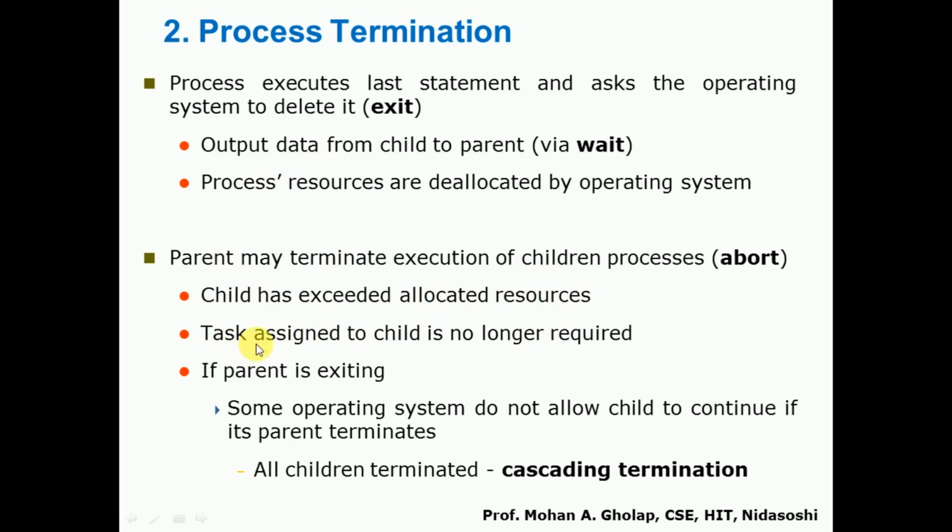The second one is that the task assigned to the child is no longer required. This may happen when the parent created a child process to perform a particular task, but in between the execution the parent comes to know, or thinks, that the task is no more required. In that case also the parent may terminate the child abnormally in between.